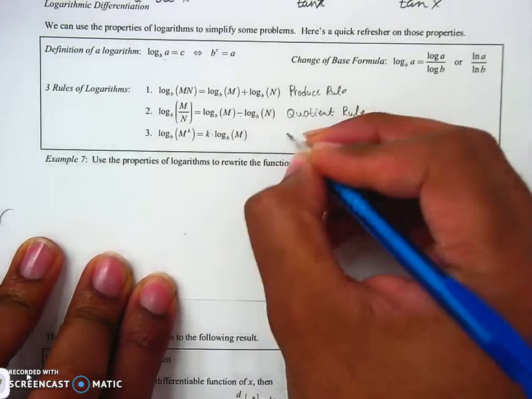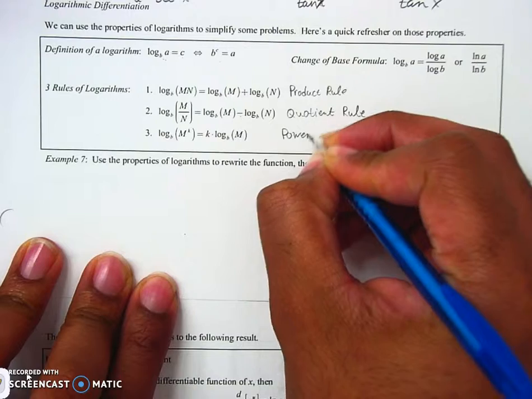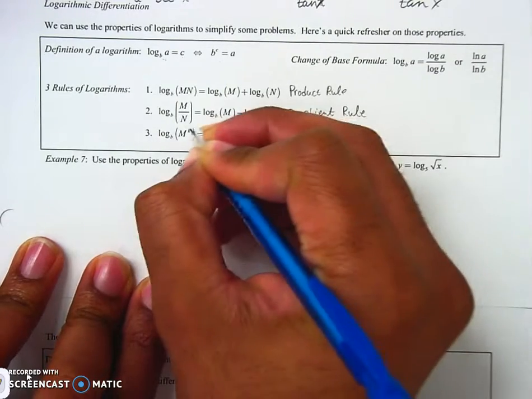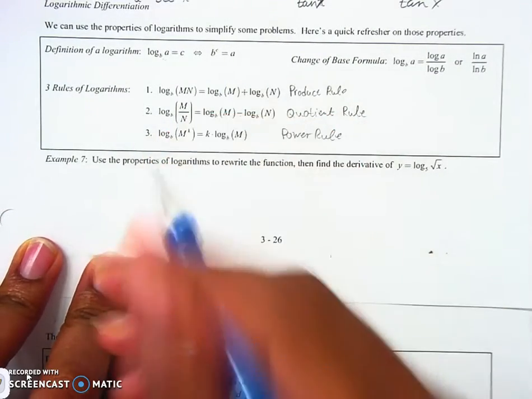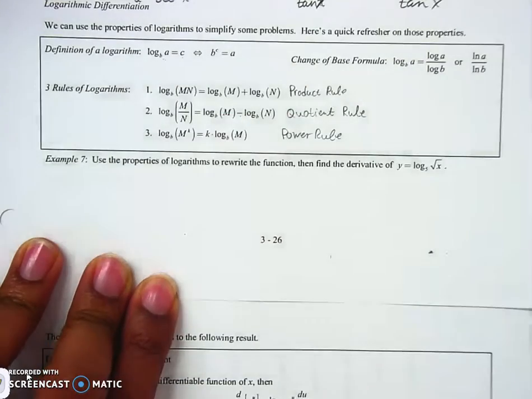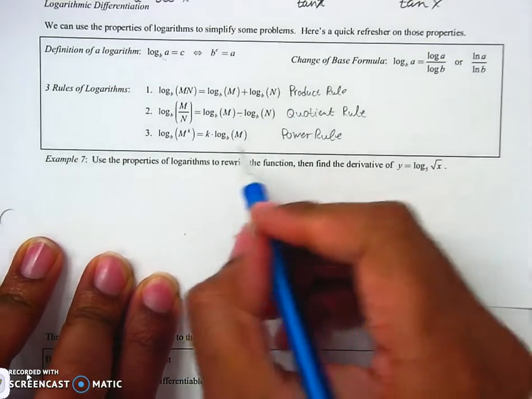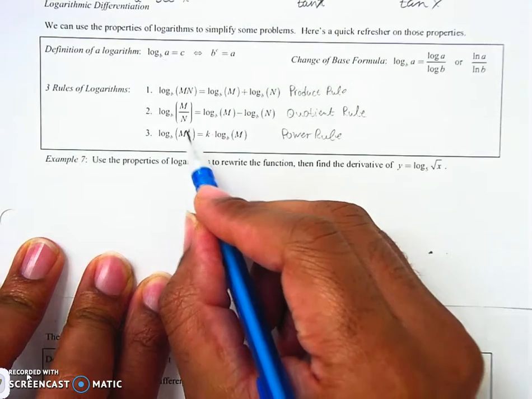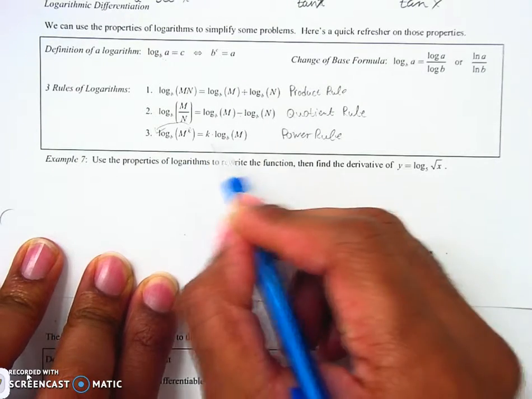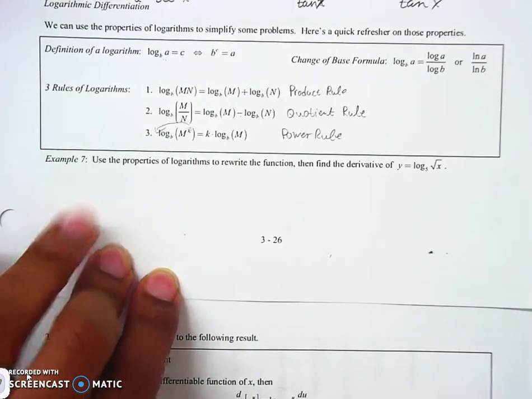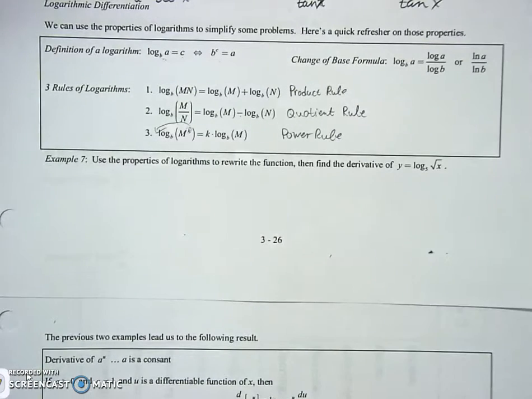And then the power rule was the last one. All you do is take the exponent and move it in front, and you get k log of m base b. Whatever the exponent is, you just move that in front. Hopefully you remember all of those. If not, quiz yourself on them until you know them, because they'll be really helpful for the log portion of these derivatives.